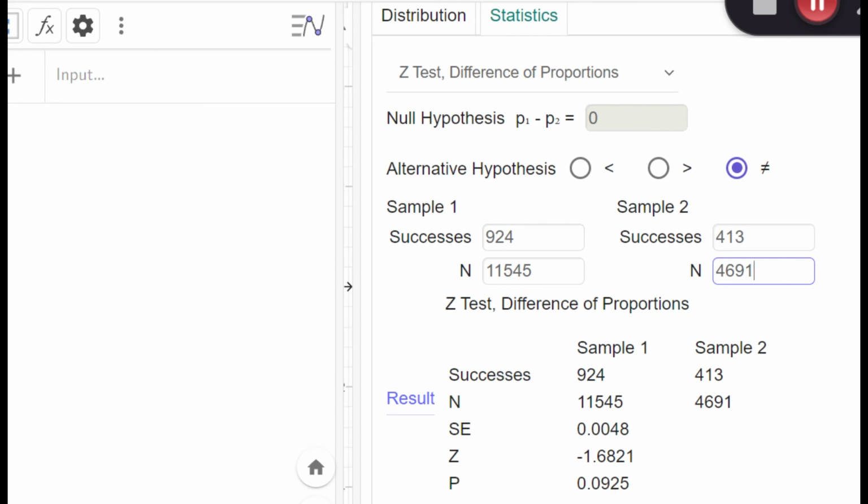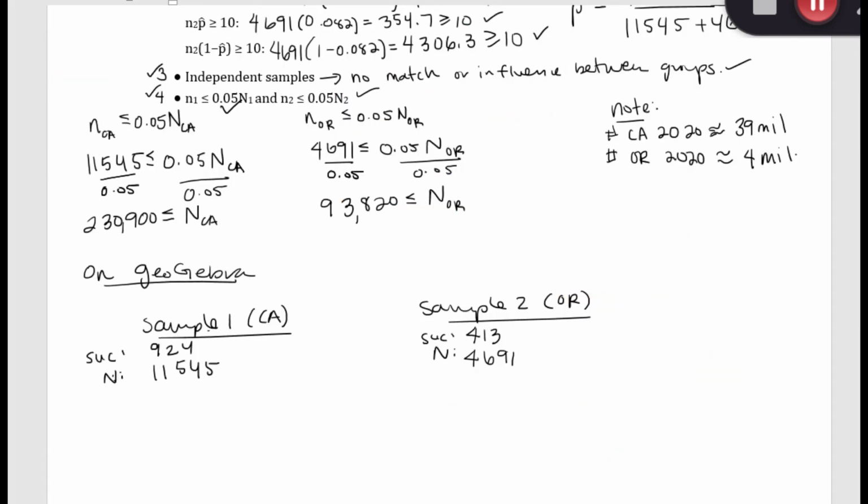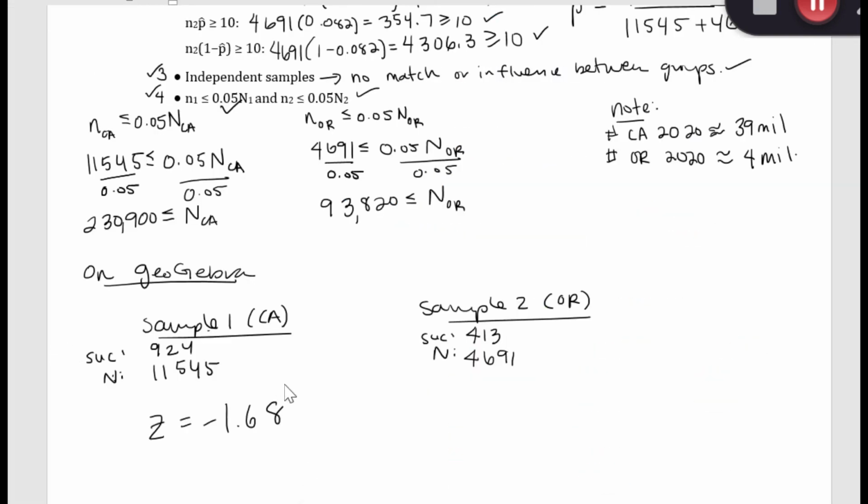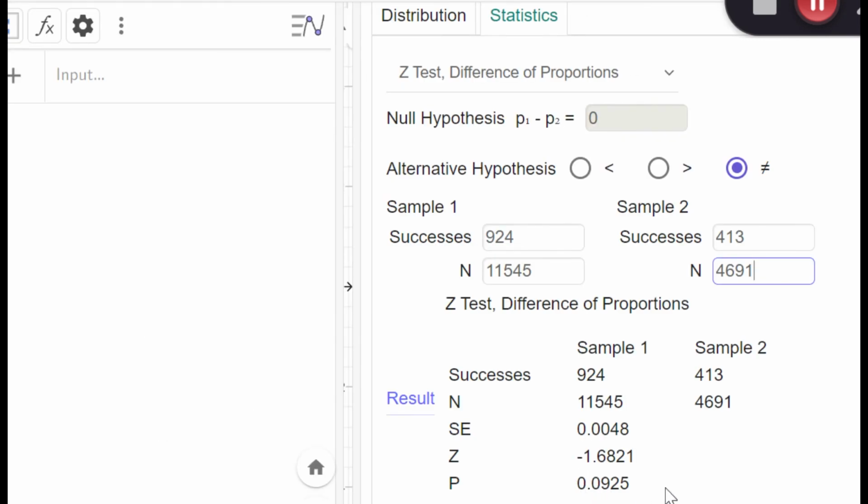You can see that sample 1 and sample 2 get repeated down here as our successes and our N, as we fill in up here. Then we're going to care about our Z, that's our test statistic, and our P, that is our p-value. My test statistic is negative 1.6821, and my p-value is 0.0925.